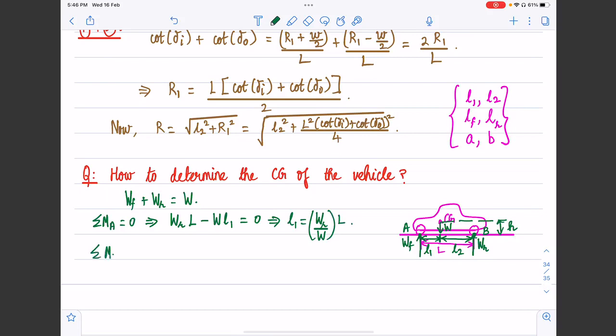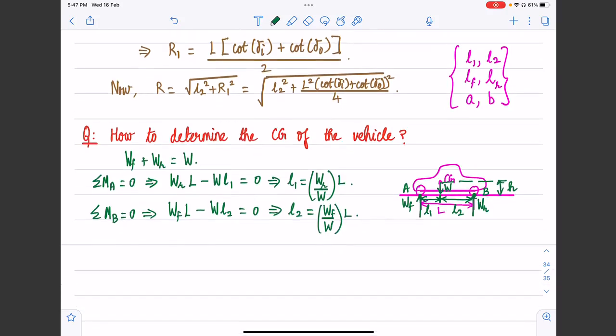Similarly, if we take the moment about point B and equate it to 0, we will have WF times L minus W times L2 equal to 0. Okay, just a similar process. So we will have L2 equal to WF by W times capital L. So we can immediately find L1 and L2. The moment we measure WR and WF, we can find L1 and L2. So this is a very simple technique to get L1 and L2, right? Is it not?